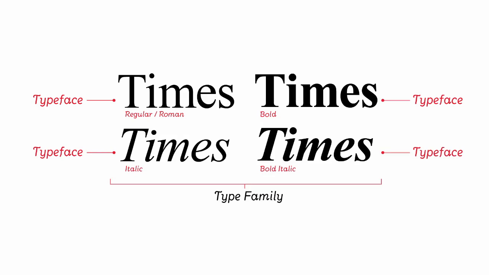Each typeface is normally part of a larger type family. A simple family is made up of the regular or Roman, a bolder version, an italic version for emphasis, and a bold italic version, and this makes up a simple type family.